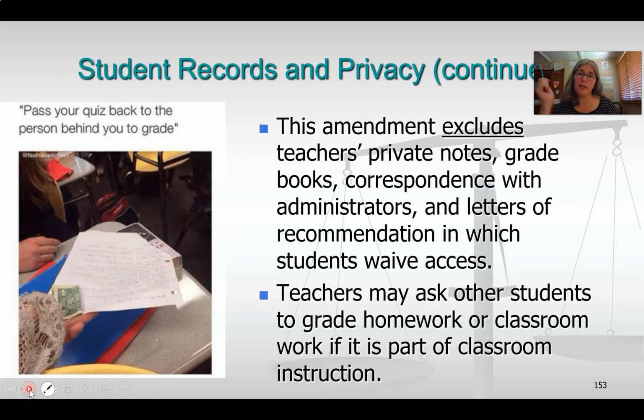FERPA now protects that information, and other students are not supposed to know how we're doing in the class. It's supposed to be private information. Okay, but what about, like the meme shows there, when the teacher says, pass the paper to the person behind you and you guys are going to grade each other's papers? Initially, that was against FERPA because there goes student privacy.